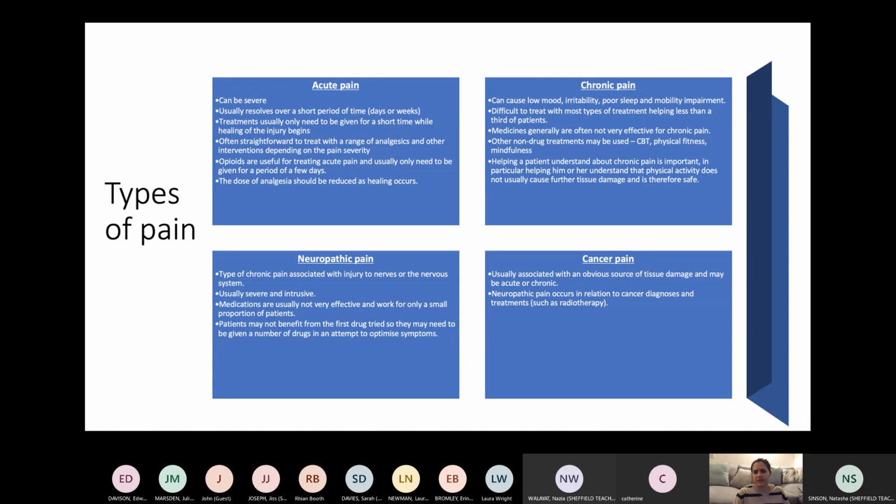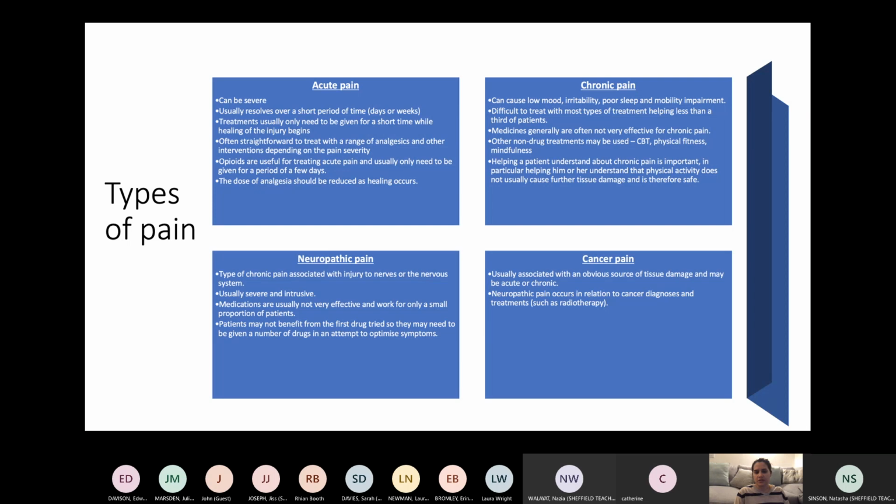Apparently medications generally, I think they said, only work for less than a third of patients with chronic pain, and helping the patient to understand their pain is probably more empowering than medication a lot of the time.